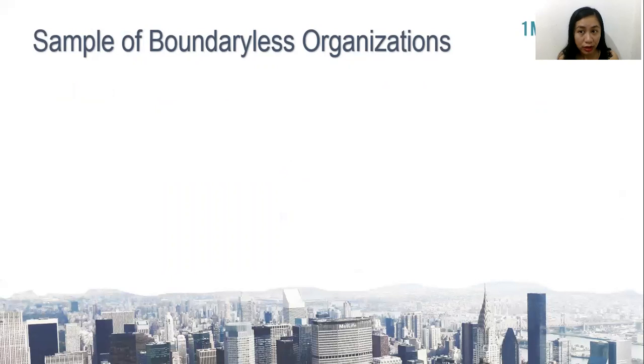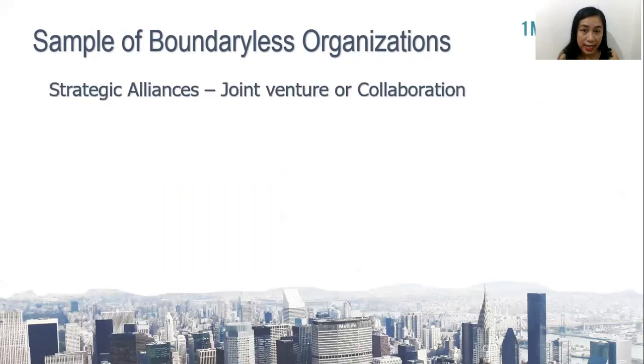Another form of boundaryless design is strategic alliance. In this form, similar to a joint venture, two or more companies find an area of collaboration and combine their efforts to create a partnership that is beneficial for both parties.